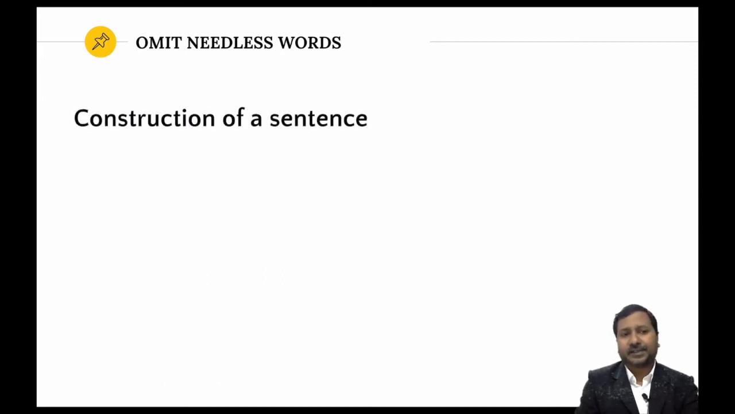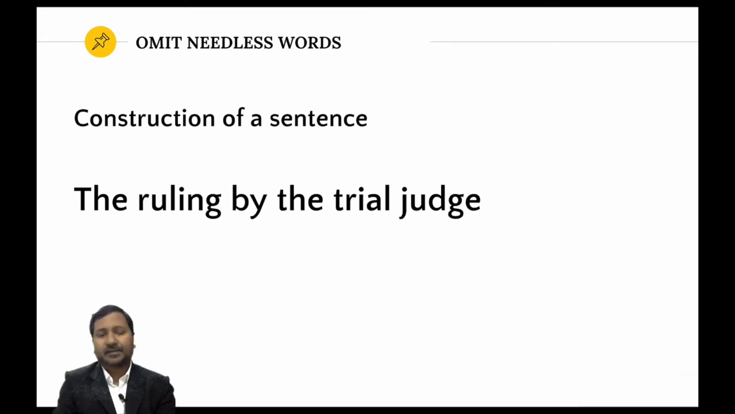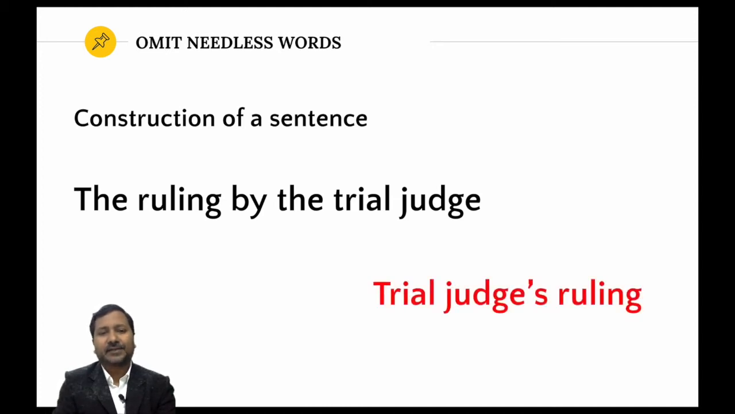The first technique, we need to identify the poor sentence construction by spotting too many glue words and replacing them with simpler alternatives. By reducing the number of glue words, we can strengthen and tighten the sentence. For example, the ruling by the trial judge. Now there are many glue words. So the alternative would be trial judge's ruling.